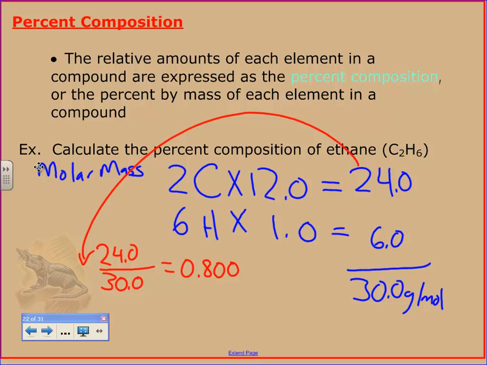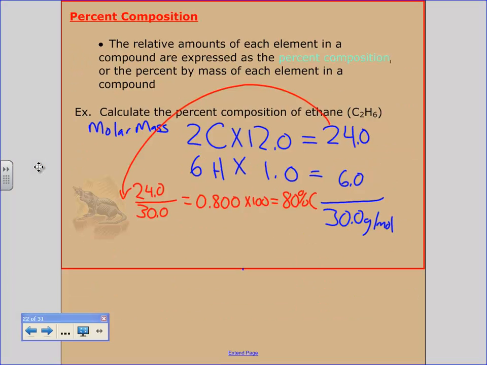We like to keep at least 3 or 4 decimal places there, so 0.800, because we're going to multiply that by 100 to get the percent. Okay, so that's going to give us 80%, and really I probably should have written that as 80.0%. We always try to keep at least 1 decimal place there, but since it turned out so even, I left it off. Okay, so that's how we do the first part.